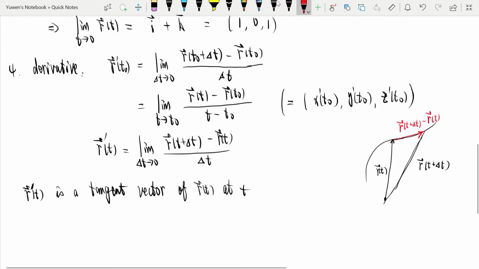When delta t tends to 0, then r(t plus delta t) minus r(t) is this one. So this is r prime(t). So it's a tangent vector of r(t) at t at this point.